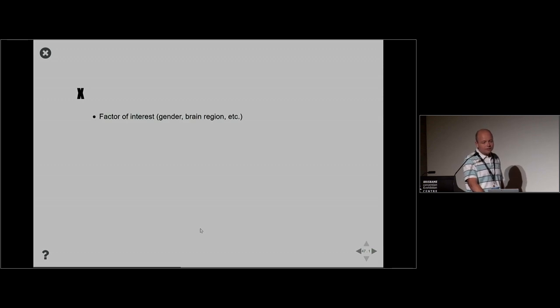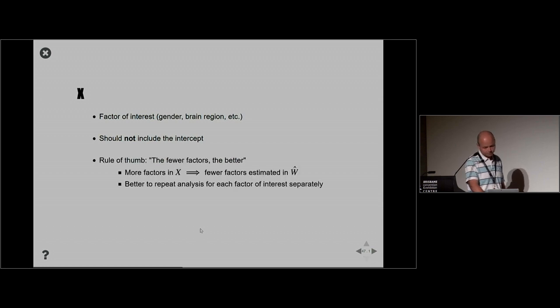X is your factor of interest. That might be something like gender or brain region. You don't want to include the intercept in X. That's automatically included elsewhere. And just as a rule of thumb, if you've got several factors of interest, say you're interested both in gender and brain region, a rule of thumb would be the fewer factors that you include in the RUV function call, the better.